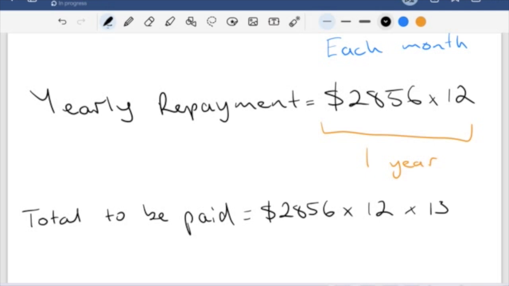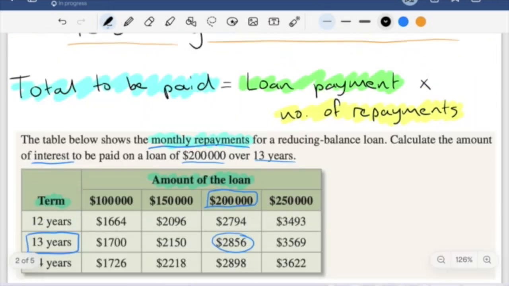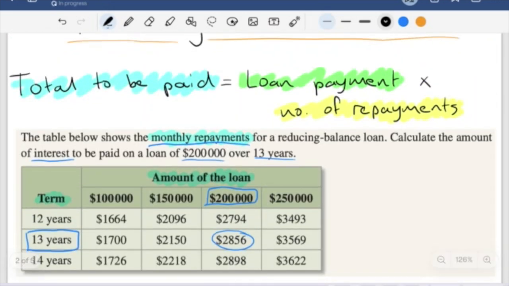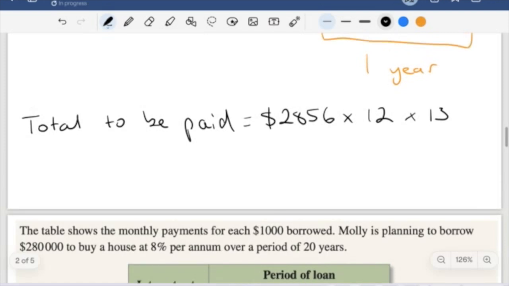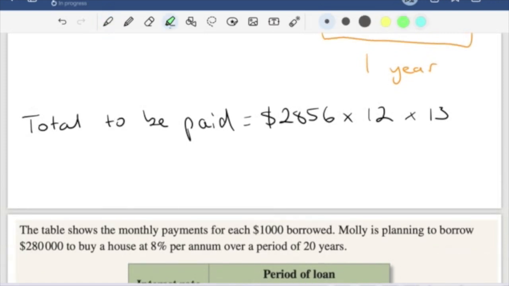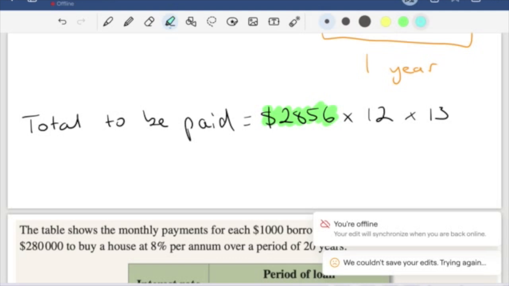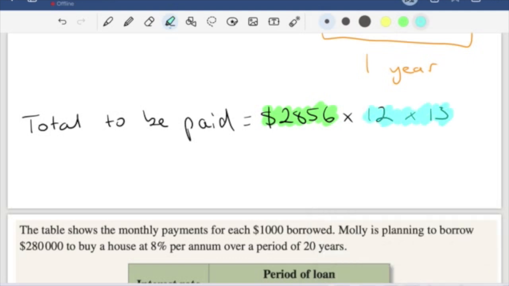Now, let's actually look at how this relates to the formula I actually wrote up here, because you guys might be looking at this going, well, why are we timesing three things together? This guy over here is our loan payment. I'm going to color coordinate this in the same way. This guy is our loan payment, what we are paying every month. This particular thing here, 12 times 13, is our total repayments, number of repayments. So I'm actually going to write this down. This is our loan repayment. This is our number of repayments.